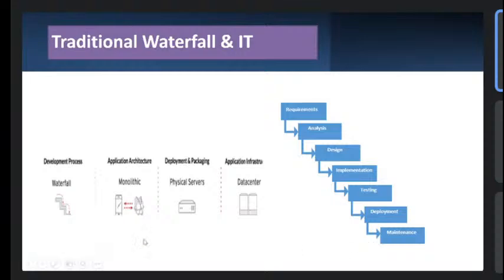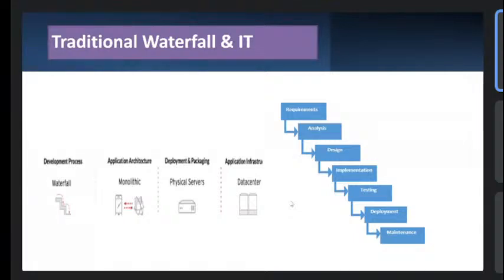So the earlier approach was the waterfall model for the development process. For these, the typical application architecture was monolithic. All the layers are tightly coupled, very tightly coupled with the DB. We cannot segregate those. And the deployment and packaging was also on typical physical servers. This was the era before virtualization came into the picture. And the typical application infrastructure resided in the data center.